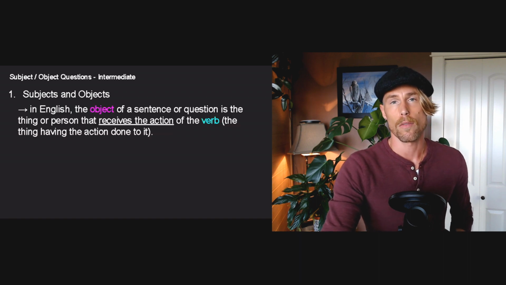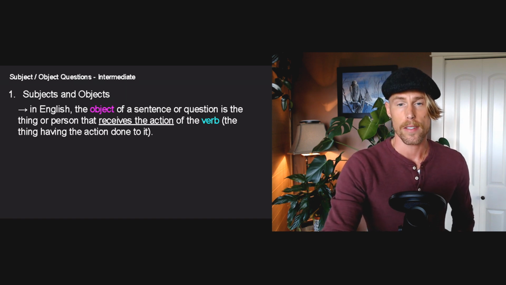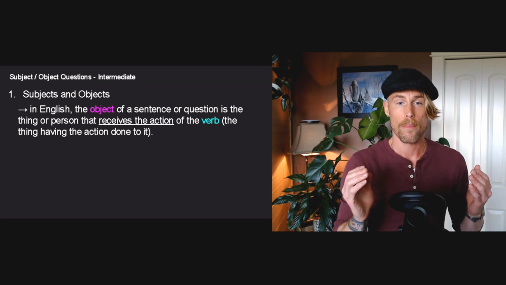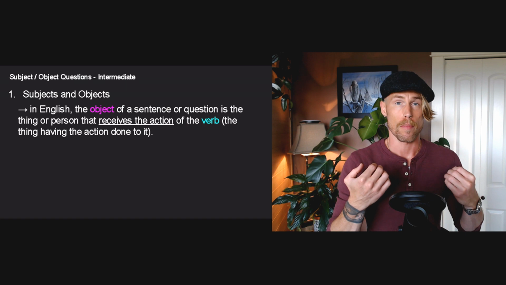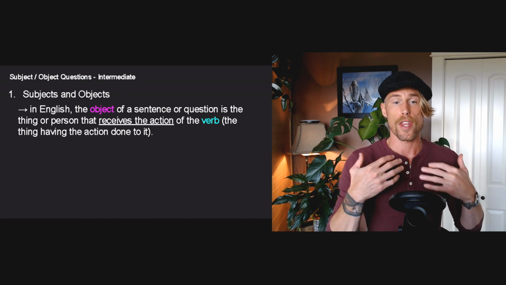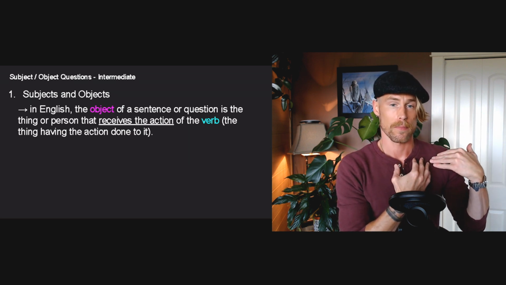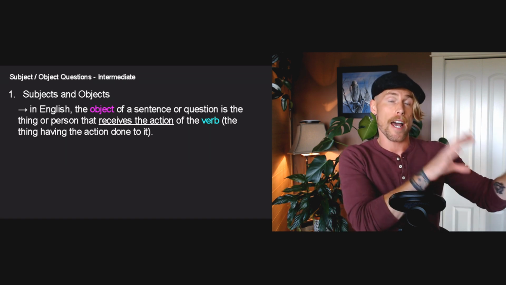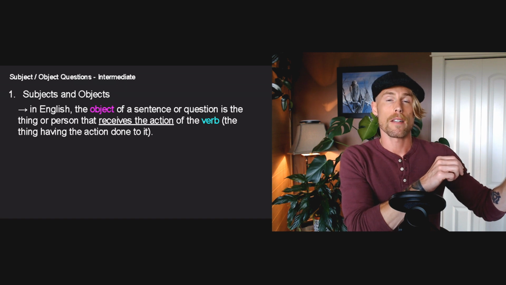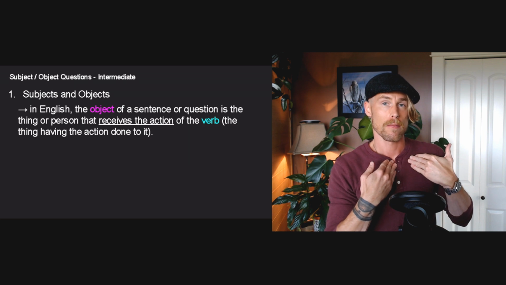Okay, next rule. In English, the object of a sentence or question is the thing or person that receives the action of the verb. It is the thing having the action done to it. So with a subject, the subject does the action. With an object, the object receives the action. Understand?